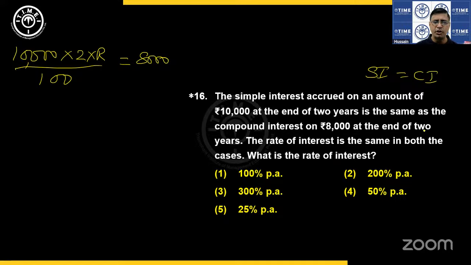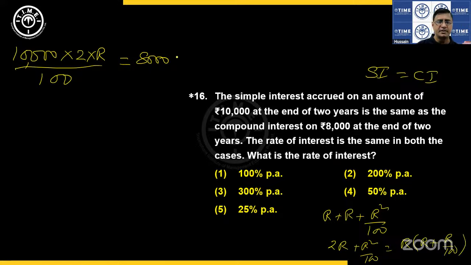On 8,000, 2 years at the same rate of interest. At the same rate of interest, meaning when the rate of interest is R, what is the effective rate of interest for a period of 2 years on compound interest? That is R plus R into R by 100. The value is equal to 2R plus R square by 100. Of course, we can write it by taking R common, R plus R by 100. What I'm writing here? R into R plus R by 100.